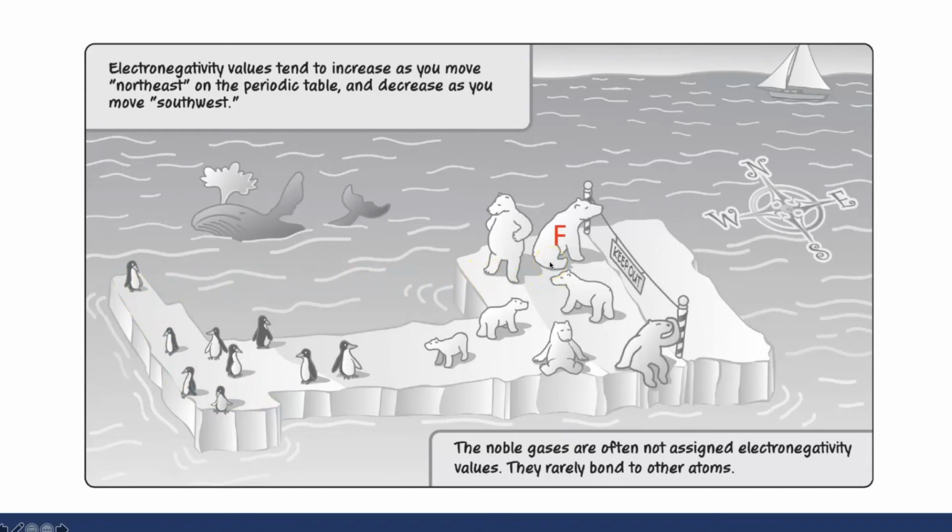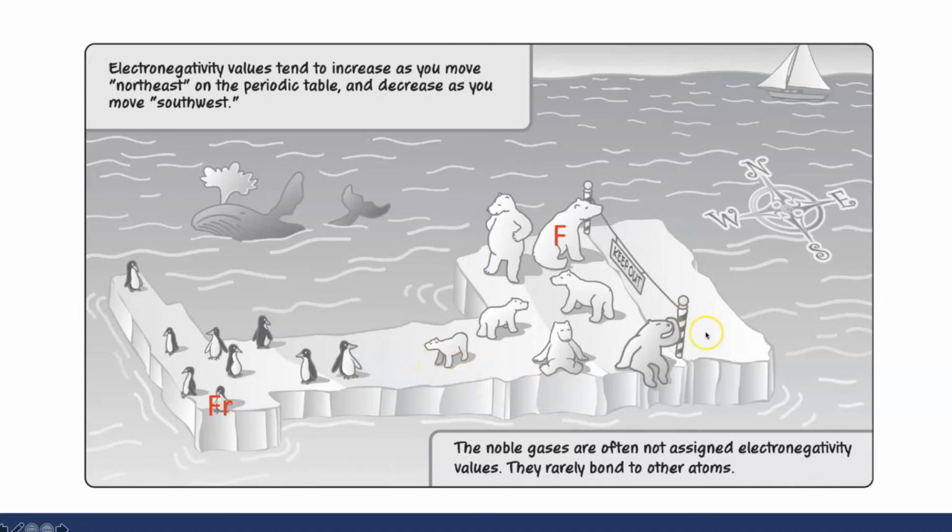With fluorine, or that would be this polar bear sitting in the high right corner, that would be the most electronegative element. And on the other end, this teeny little penguin down here is going to represent francium. So that's our least electronegative element.